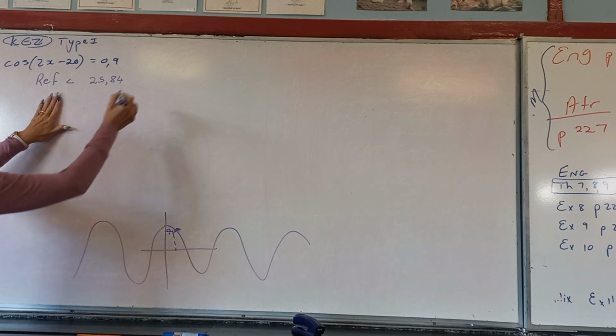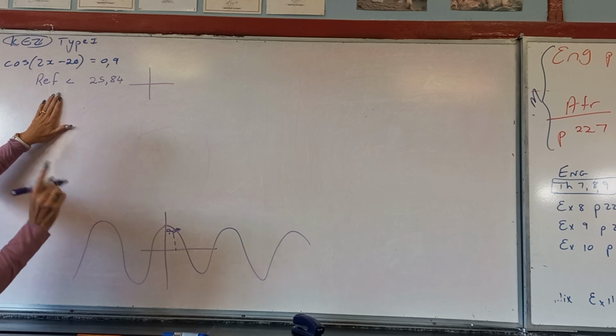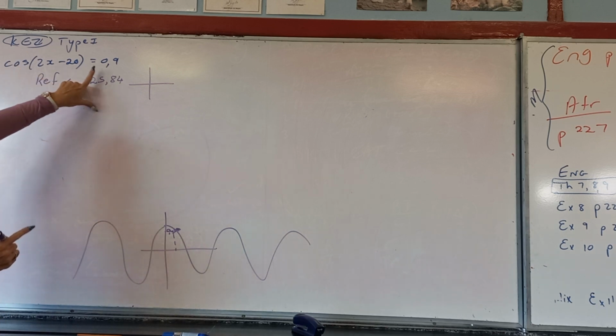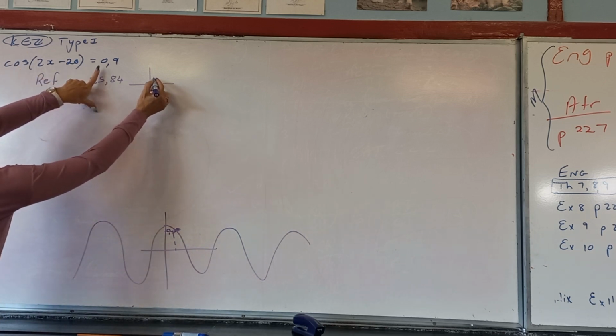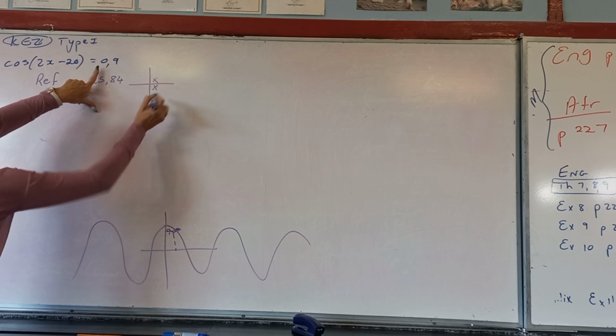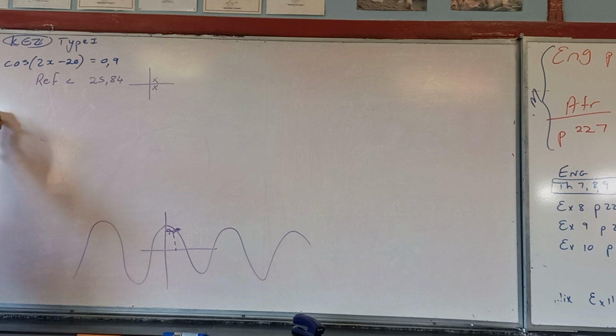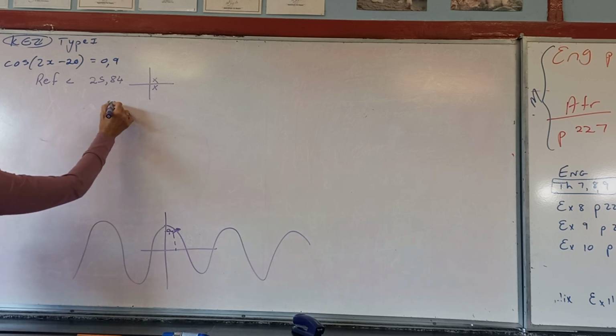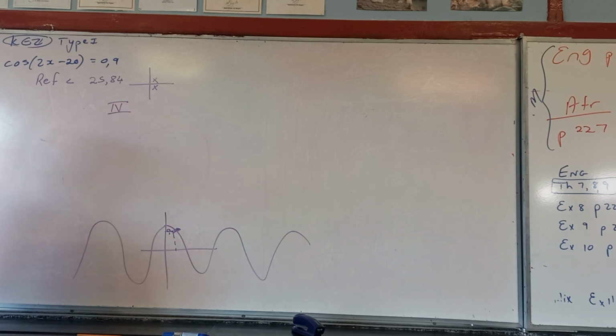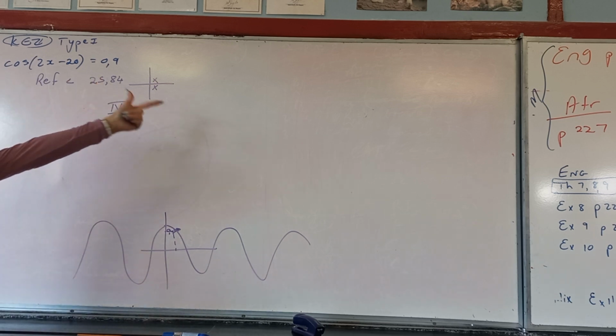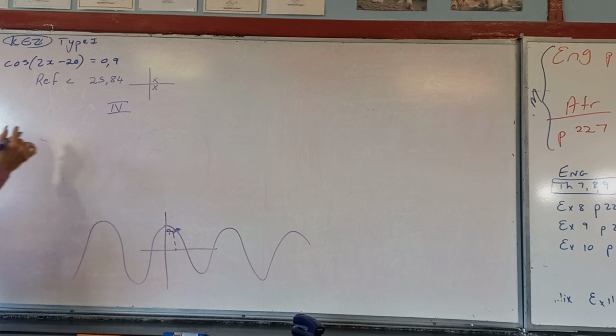Now we make a choice about the quadrants. Cos is positive in the first and fourth quadrants. You need to know your CAST off by heart. So then I've got quadrant 1 and quadrant 4 to write down my answer. You see a little pattern going here? Reference angle. Get the quadrants. Write the quadrants. Now we write, what did I write yesterday?